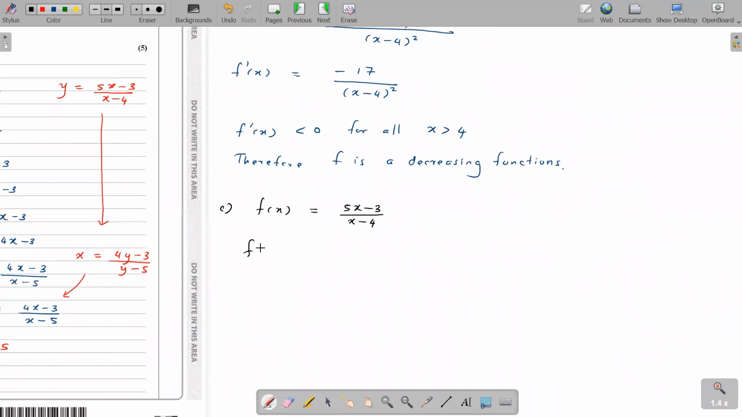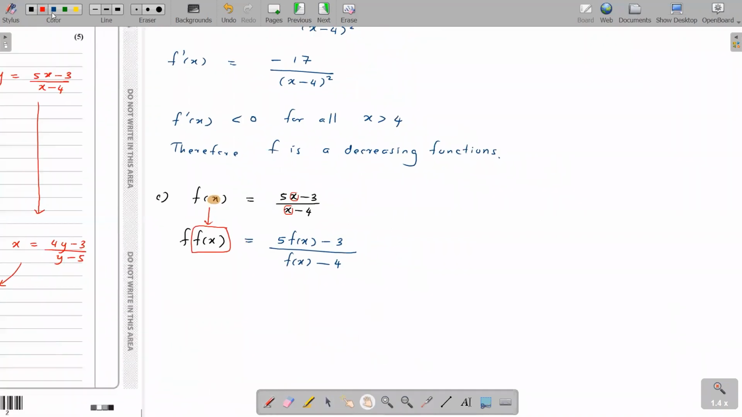What's f of f(x)? You replace your x with f(x). Are you with me? So I get here 5, instead of x, I use f(x): 5f(x) minus 3 over f(x) minus 4. This is what we mean by f of f(x). Replace the x with f(x). Can all of you see? All the x values here are replaced by f(x).